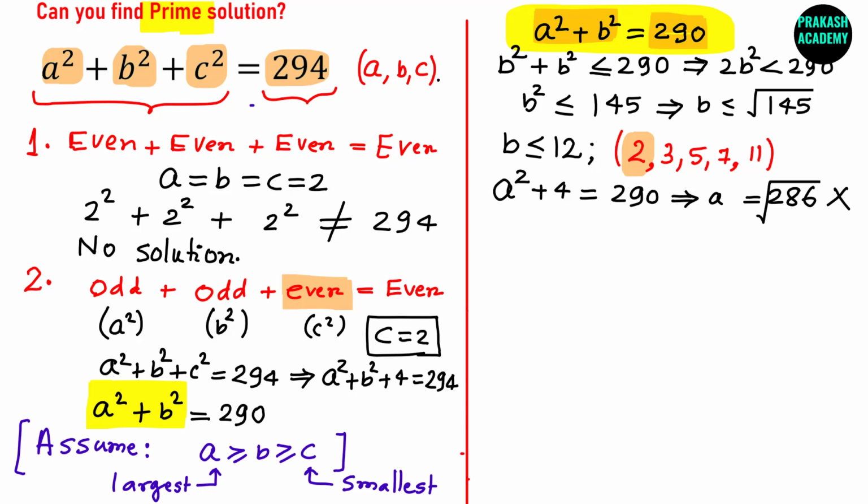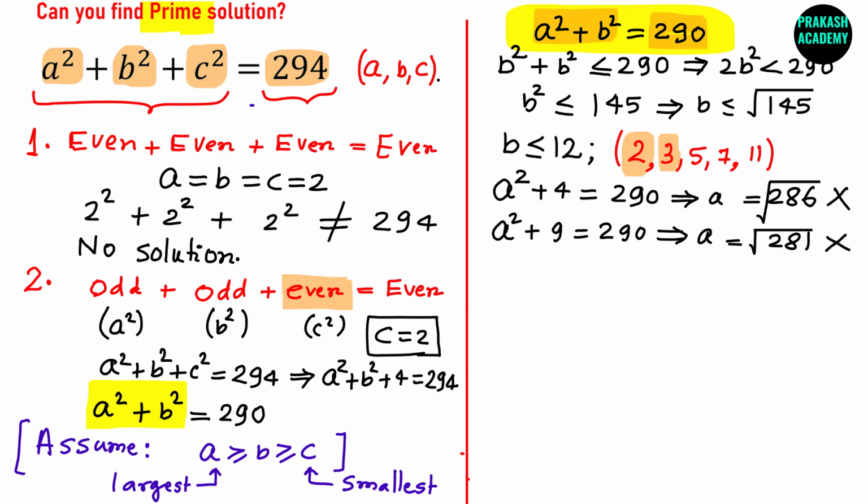Now let us consider 3. So the second b is 3. What will we have? We will have a square plus 3 square, which is 9, equal to 290. This means a square is equal to 281, and then a will be the square root of 281. Once again, we cannot find a square root of 281, so this is also not a possible solution.